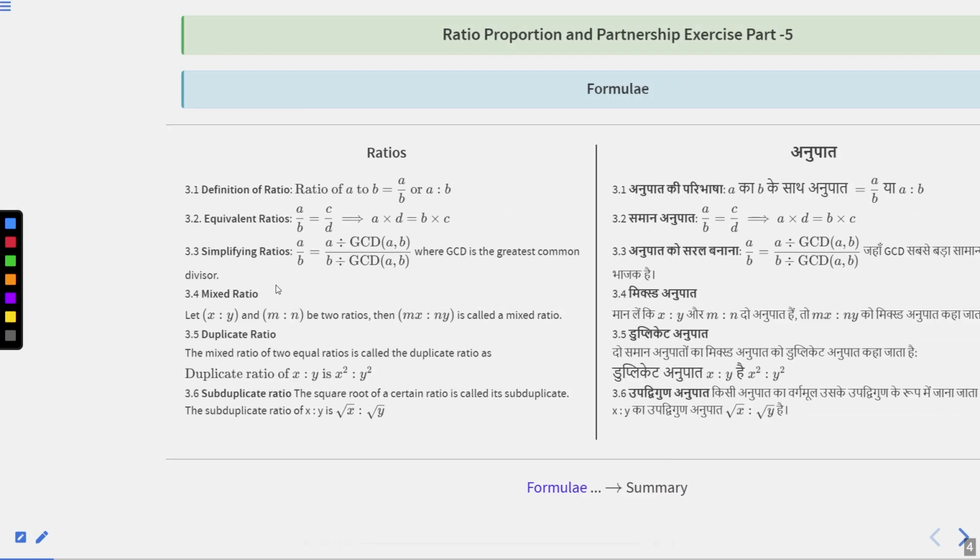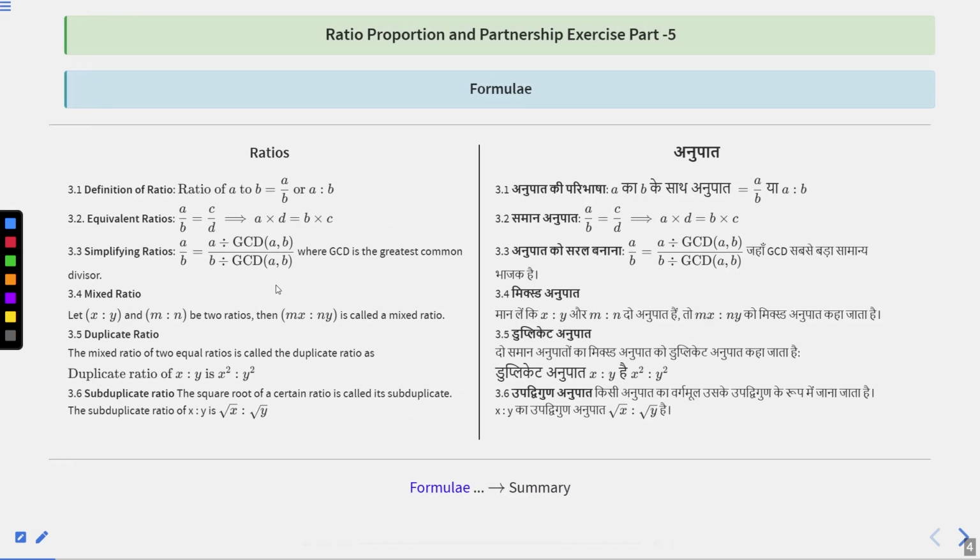Now let's start it. First we see some formulas of ratio and proportion and partnership. Now the first formula is definition of ratio. If we have two numbers, how can we write it? We can write it in two forms, fraction form or ratio form. The sign of this ratio is colon. A ratio B is represented in the form of A colon B. Or in the fraction form, we can write it A upon B.